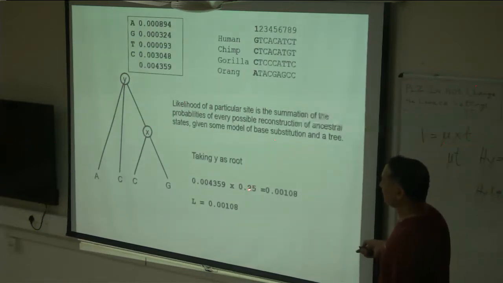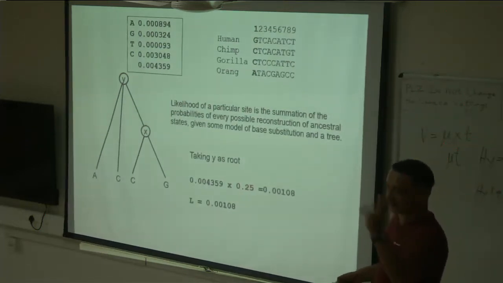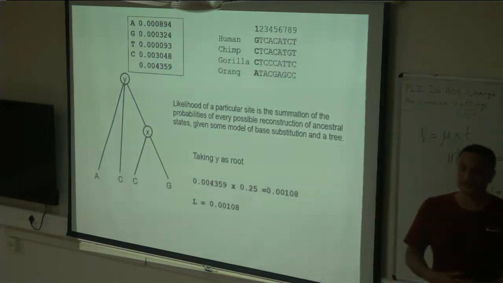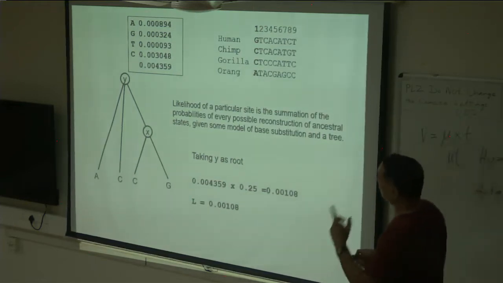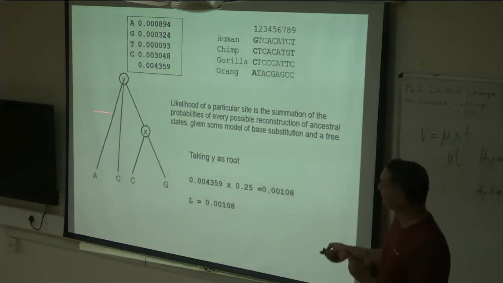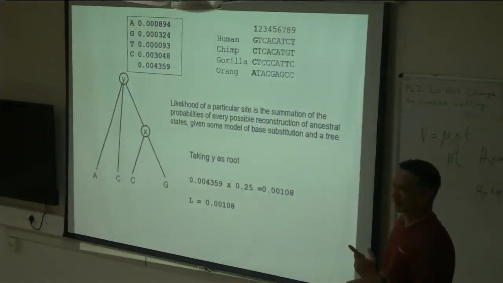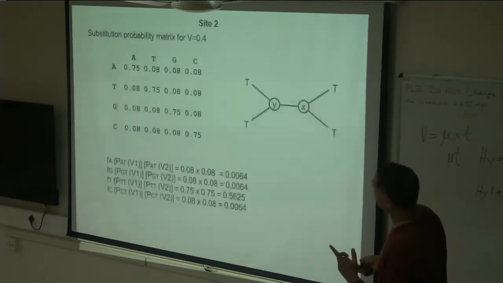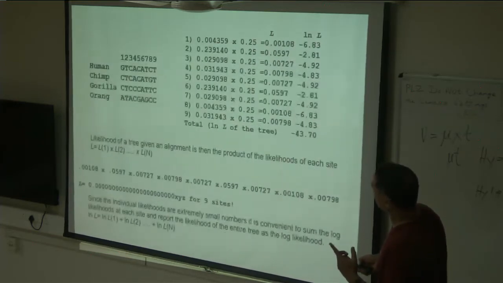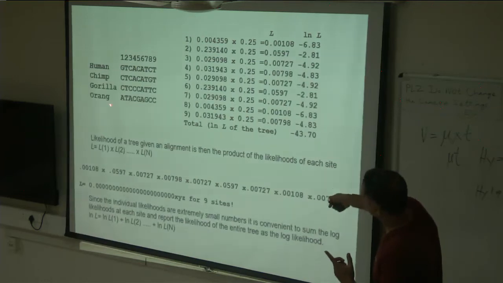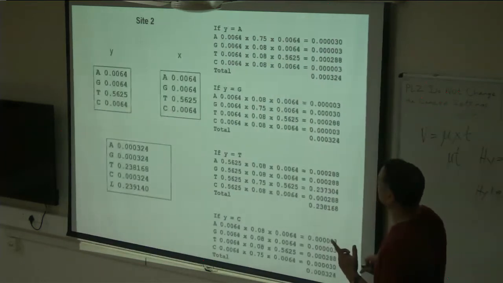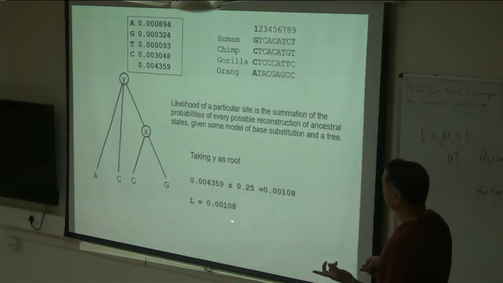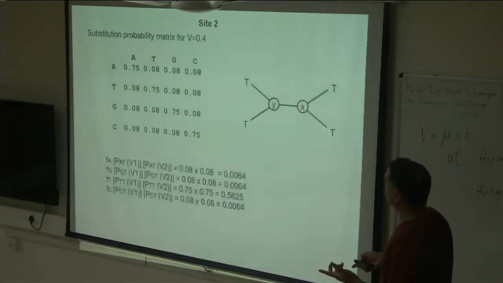And then we multiply it by 0.25. Remember, we need that prior probability. So this then finally gives you the likelihood for that one site given this phylogeny. By one site, I mean this one site. Oh, I've been going forward. All right, so that was site number one. That was the likelihood.